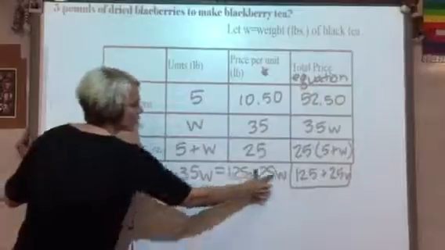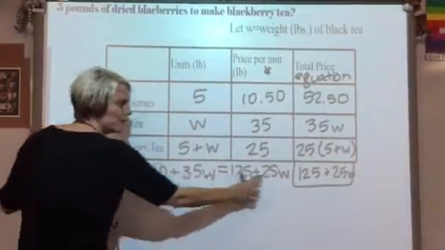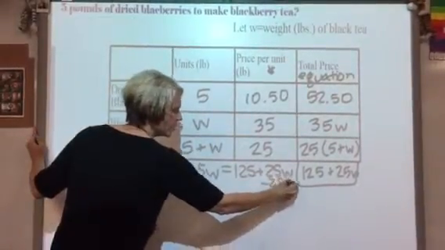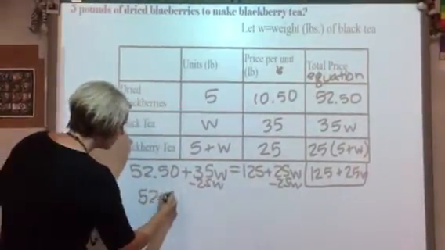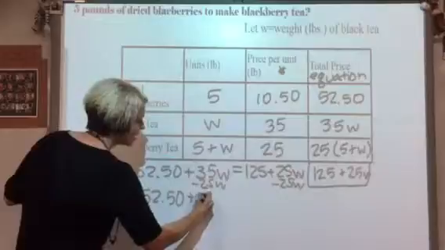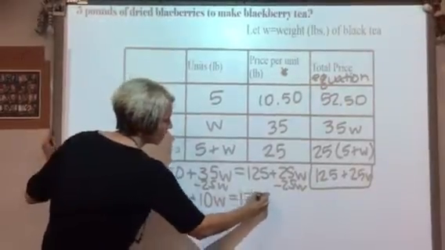And it really doesn't matter which way you go. I have 35 here, 25 here, so I'm going to start by subtracting the 25 because I like to stay positive. You guys know that. So I have 52.50 plus 10W is equal to 125.